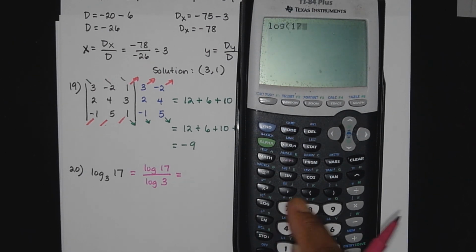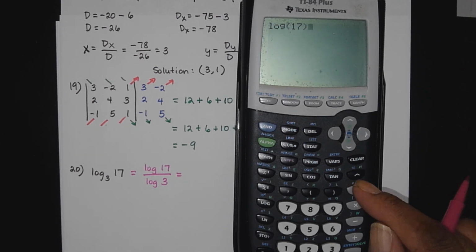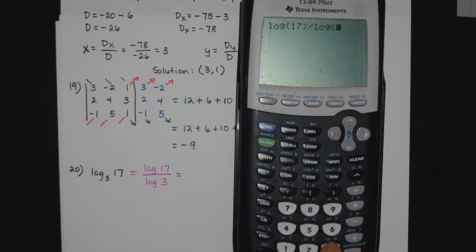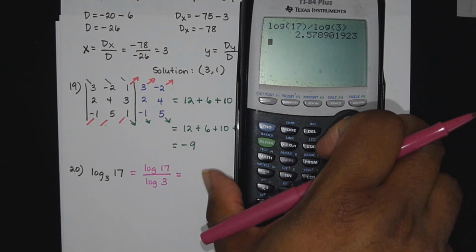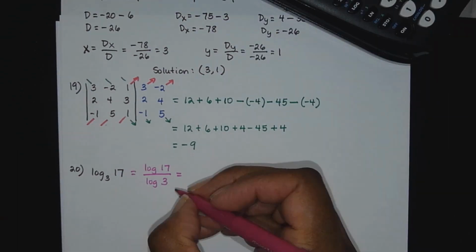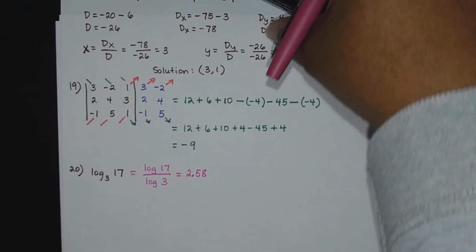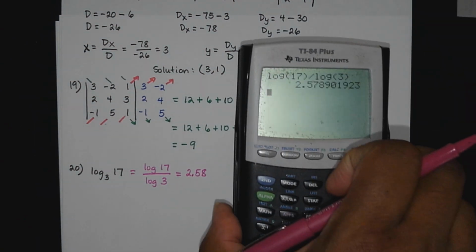And then type in the number 17 and then close your parentheses, because whatever the log of 17 is, it will be divided by the log, press the LOG button, of 3, close parentheses, and then hit enter. So what would our answer be to 2 decimal places? 2.58. So that's what log to the base 3 of 17 would be.